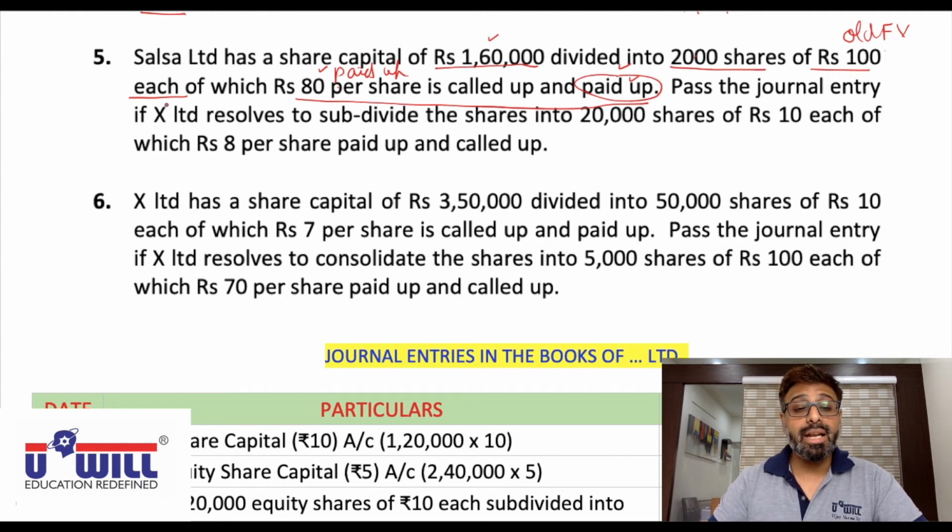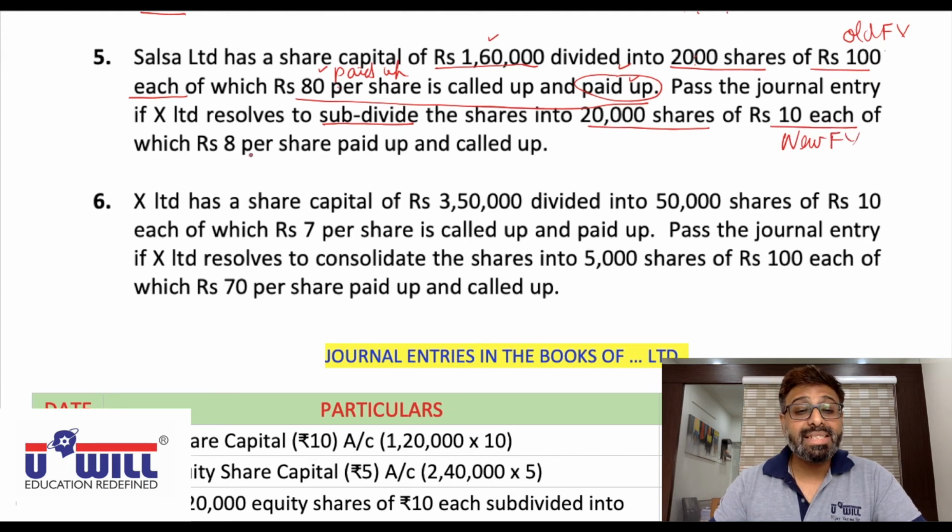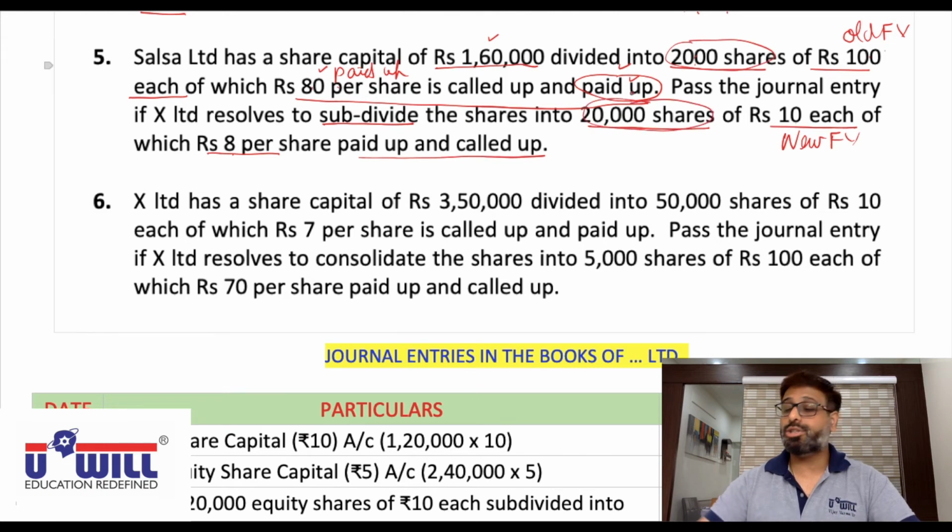Now pass the journal entry if X Limited resolves to, as already mentioned, subdivide. This means the face value is going to decrease. The shares, from 2,000, will increase to 20,000 shares of rupees 10 each, that is the new face value, of which rupees 8 per share is called up and paid up. So the paid up value from 80 will become 8, as face value from 100 is becoming 10. Presently we have 2,000 shares. After the subdivision they'll increase to 20,000 shares.